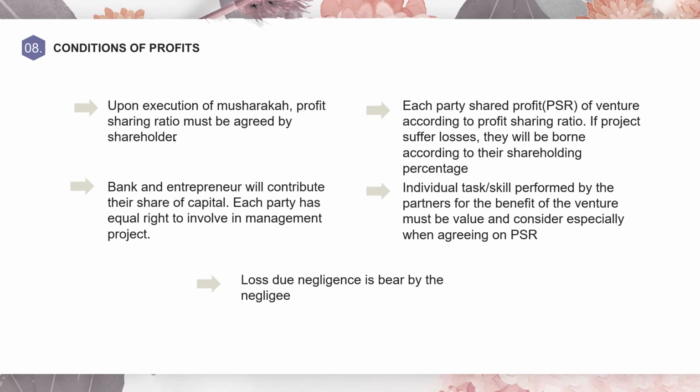The conditions of profit. First, upon execution of musharakah, profit sharing ratio must be agreed by shareholders. Second, bank and entrepreneur will contribute their share of capital. Each party has equal right to be involved in managing the project. Third, each party shares profit of the venture according to the profit sharing ratio. If the project suffers losses, they will be borne according to their shareholding percentage.